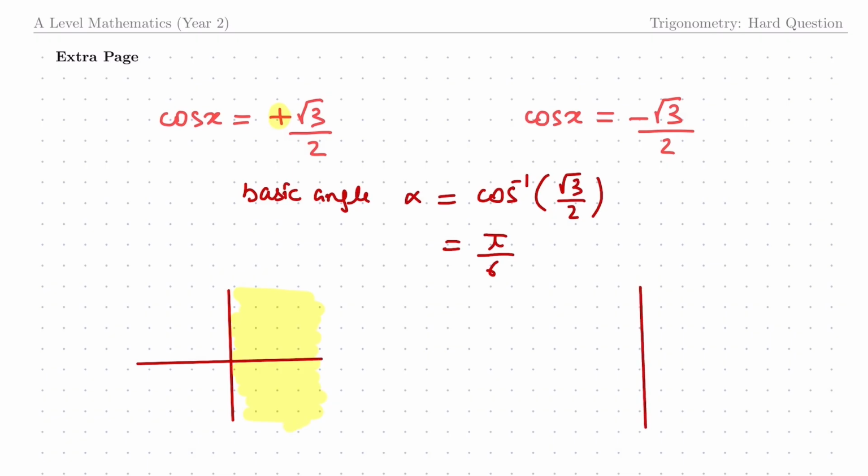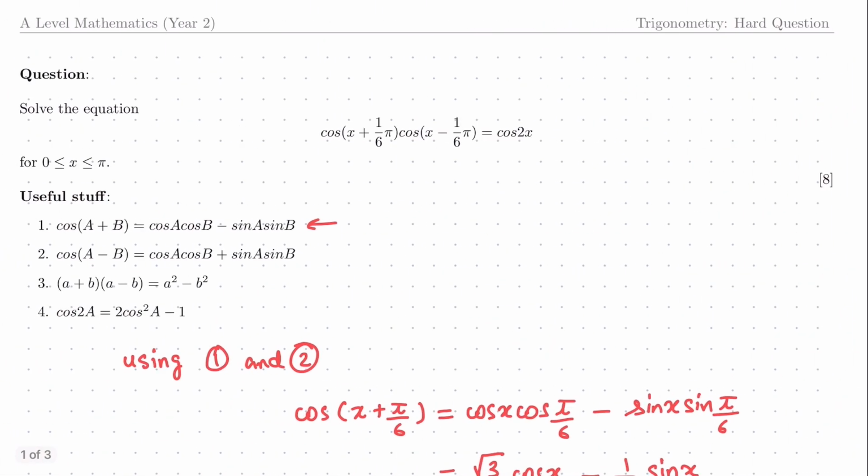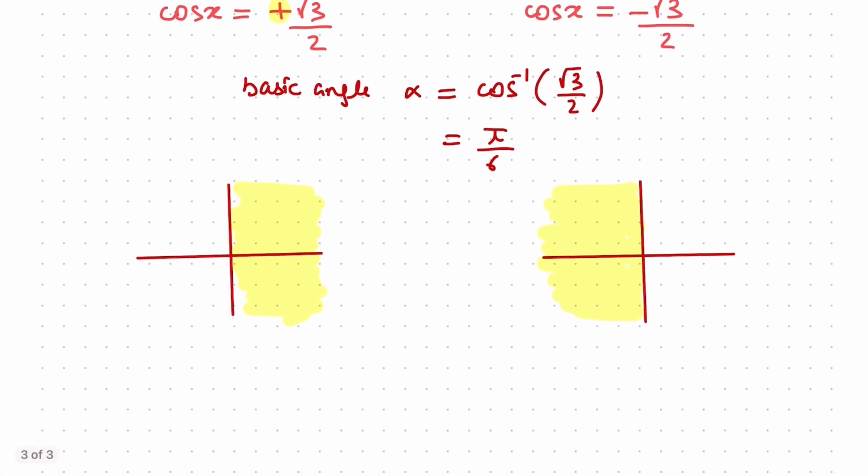So cos is negative in the second. Let me straighten this up. Yes, so in the second and the third quadrant. But we can get rid of 2 of these quadrants, because in the question, if we go back, it says that we are looking for solutions of x between 0 and pi. This means that we don't want any solutions here or here. We're only looking for solutions in the first quadrant or in the second one.